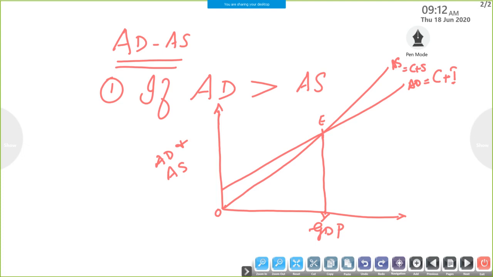See, you just go through the diagram. What is happening after the equilibrium point? On this side AD is lower than AS, right? So this side we can say AD is less than AS. Then come back to this side. This is our AD curve, right? Here the AD line is above the AS. So this part we can take for AD is greater than AS.